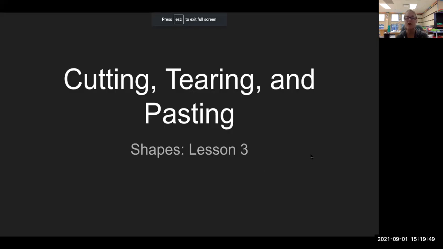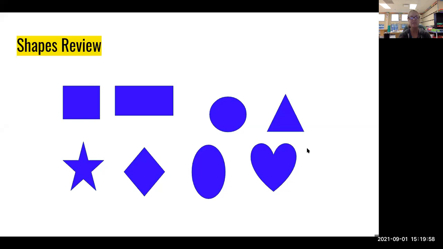All right, so we are starting to learn about shapes. So this next project has to do with cutting, tearing, and pasting. First, let's do a quick shapes review. We know that there are two types of shapes. There are geometric shapes, which are our basic shapes that you know the names of. So basically, geometric shapes have names.